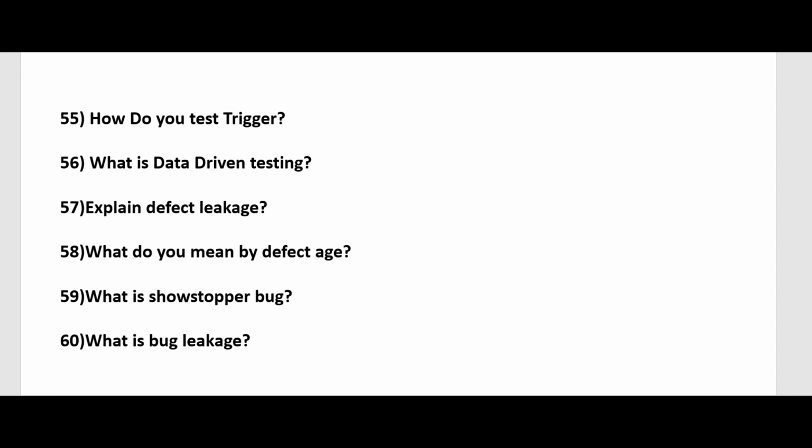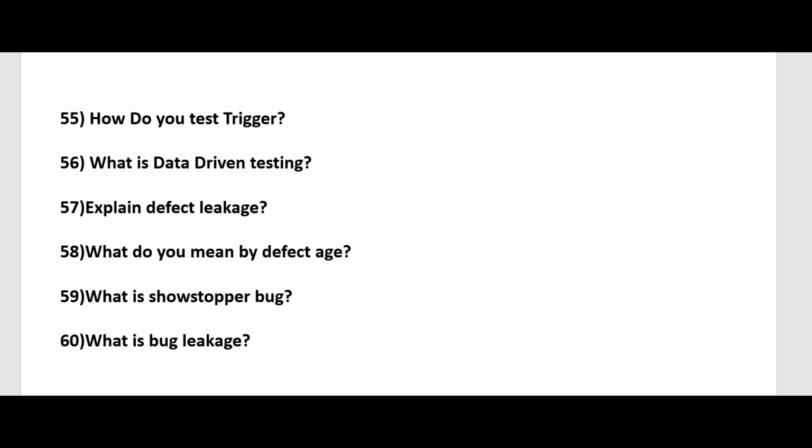Explain defect leakage. Defects which are found in production and missed during system test is called defect leakage. What do you mean by defect age? Defect age in terms of time is the difference in time between the date defect is detected and the current date if the defect is still open, or the date the defect was fixed if the defect is already fixed.